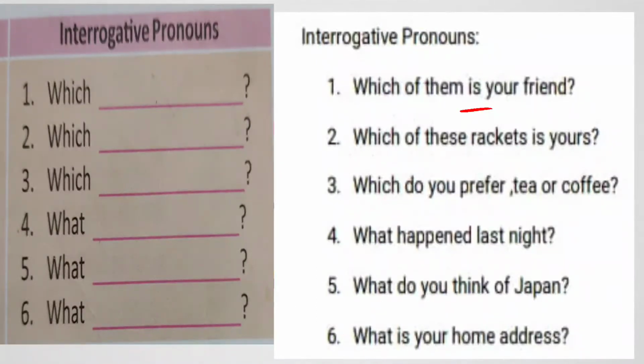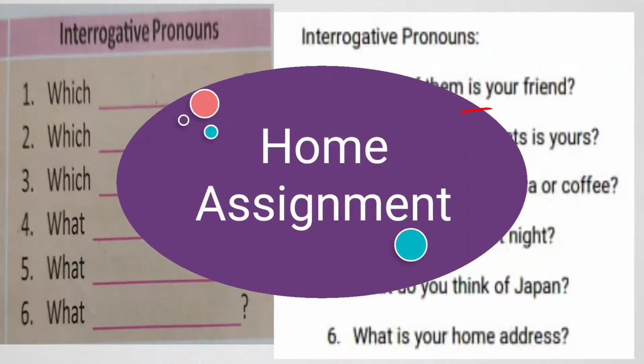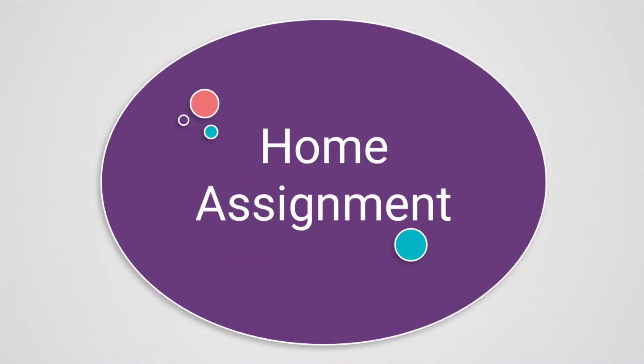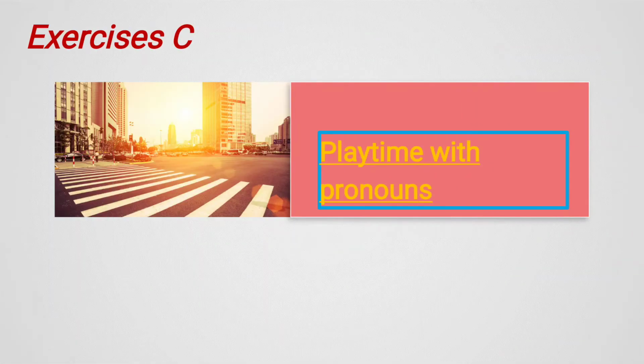Now let us see exercise C. So exercise C, play time with pronouns. This is your home assignment. As you have studied about interrogative pronouns in this chapter, now we have solved the exercises also, A and B. C exercise you will do by yourself. This is your homework. Exercise C, play time with pronouns.